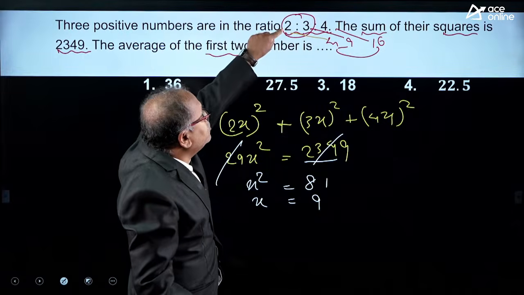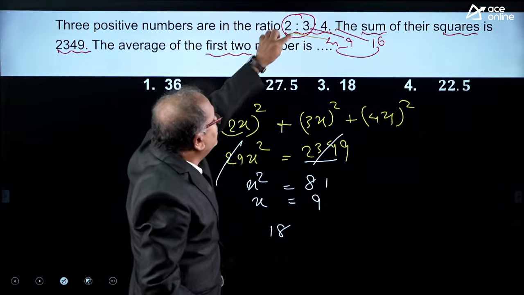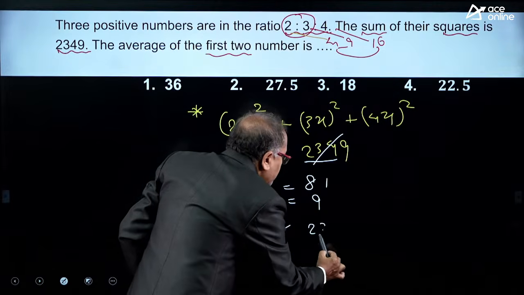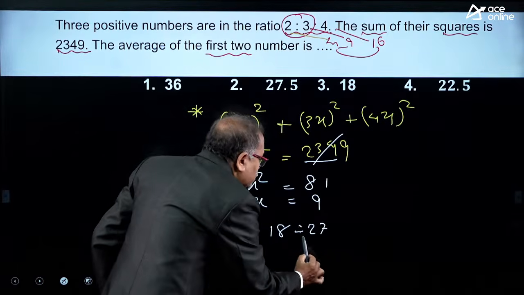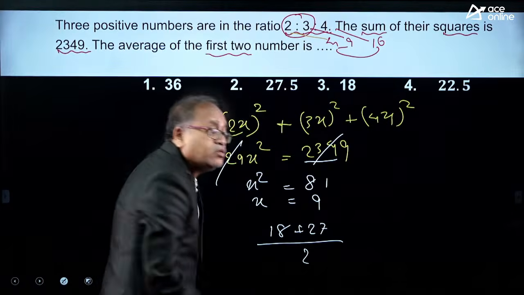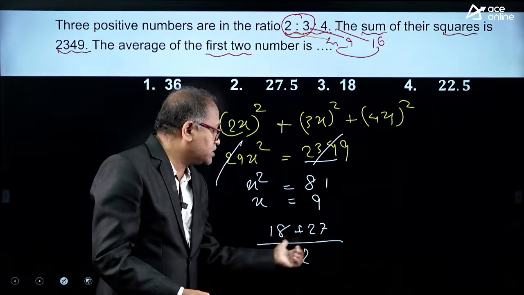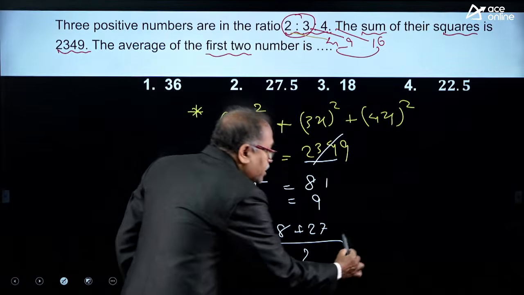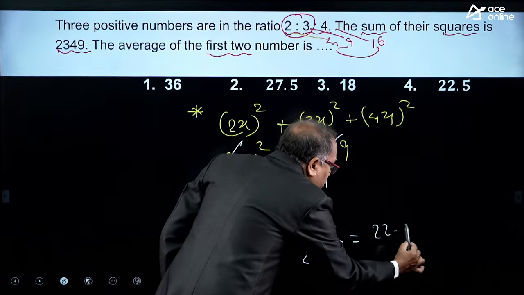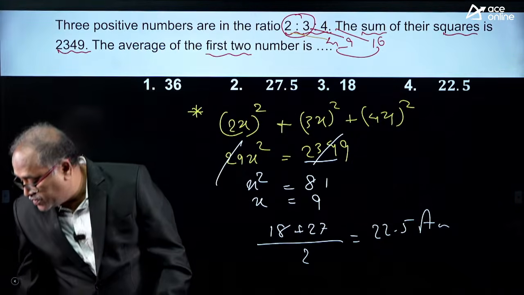So 9 into 2 is 18. And the another number is 9 times 3, which is 27. What is asked about this? What is the average of these two numbers? So add it and divide by 2. So mentally add this number. I can see that this is 45. 45 divided by 2, that comes 22.5. That's your answer.